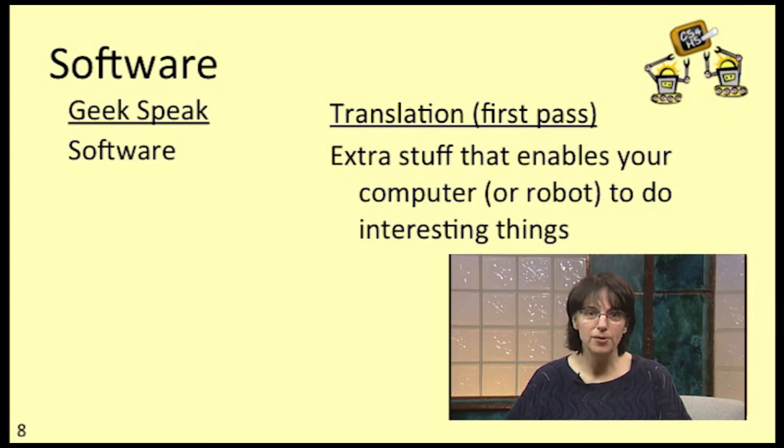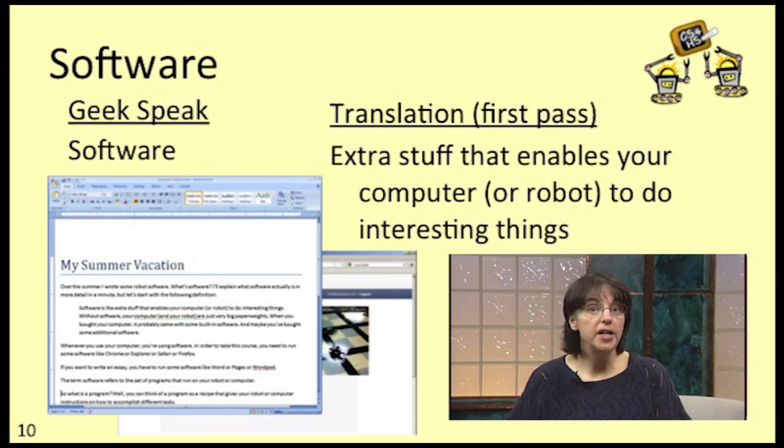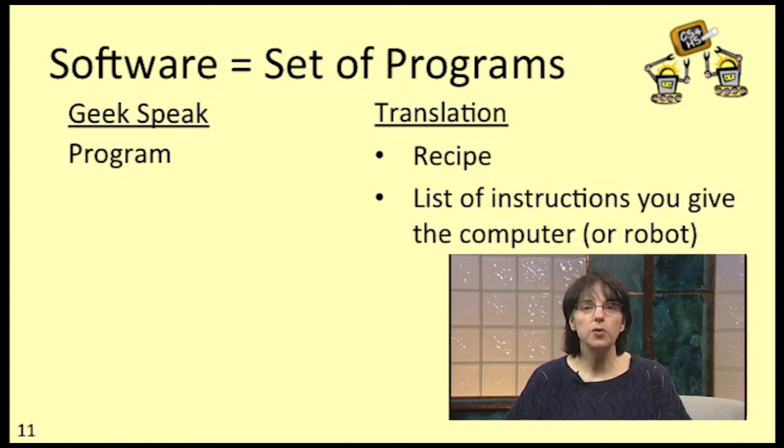You're running software right now in order to take this course. You need to be running some software like Chrome or Explorer or Safari or Firefox. If you want to write an essay, you have to run some software like Word or Pages or WordPad. Let's work on a better definition of the term software. The term software really means the set of programs that run on your robot or computer. Great. So what's a program?